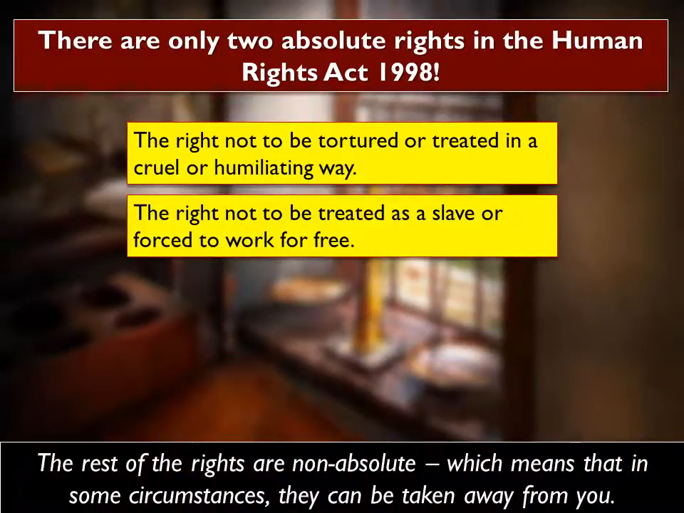The rest of the rights are non-absolute. So there are 16 rights in the Human Rights Act. 2 of those are absolute. That means 14 are non-absolute. They can be changed or taken away from you in some circumstances. So people can turn around and say, well, actually, in this case, you don't have that right.